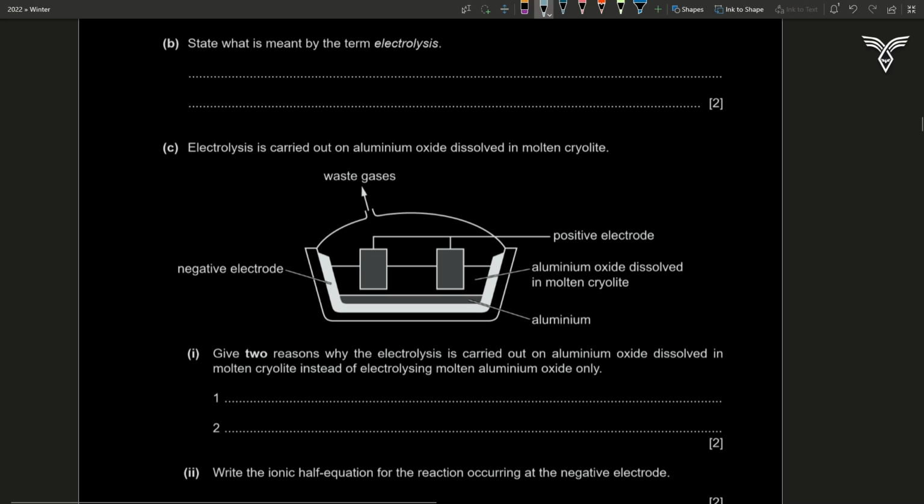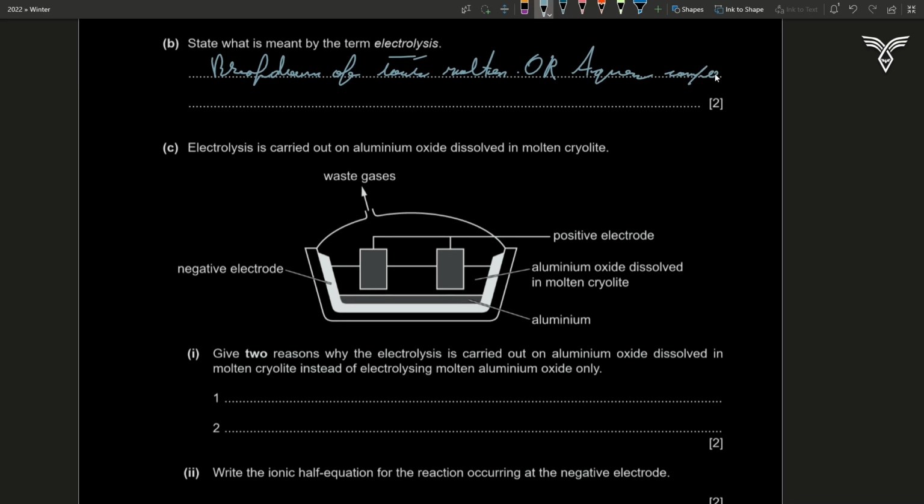State what is meant by the term electrolysis. What is the textbook definition of electrolysis? It's the breakdown of ionic molten or aqueous compounds using electricity.